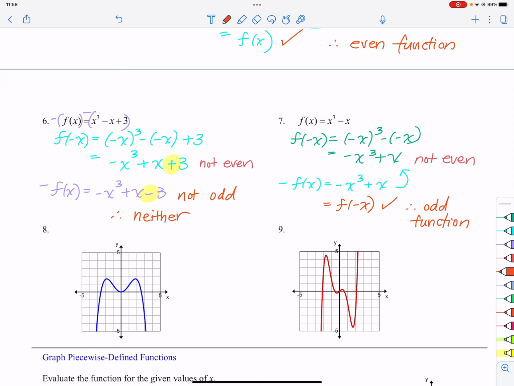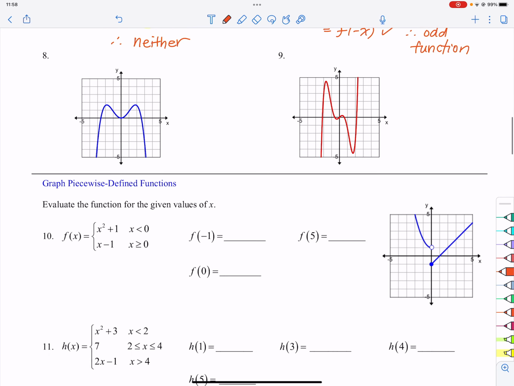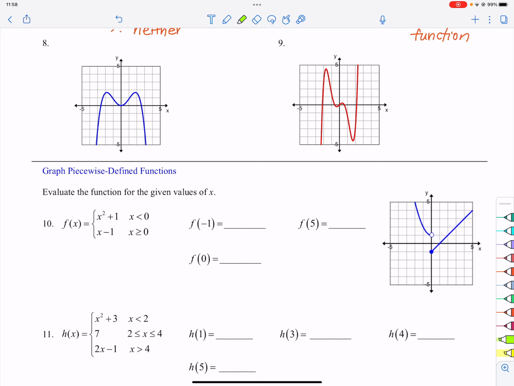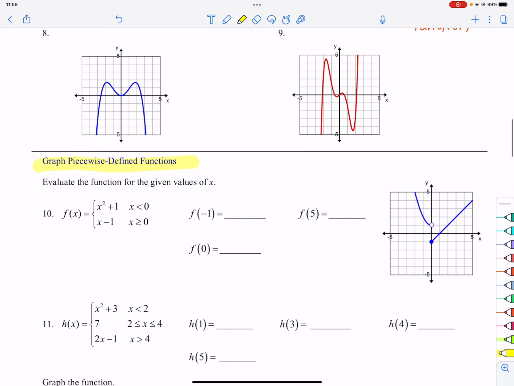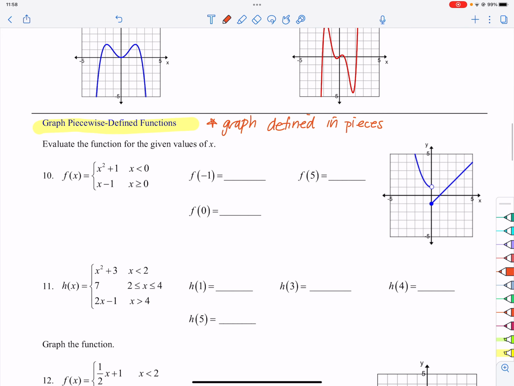Okay, looking at this next set of work, we see we're going to graph piecewise defined functions. And basically, a piecewise defined function is a graph defined in pieces. Okay, so there's a piece of the graph that has x values that are less than 0 and another piece that's greater than 0.